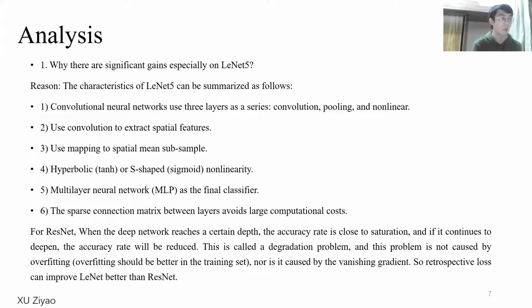For ResNet, when the deep neural network reaches a certain depth, the accuracy rate is close to saturation, and if it is continued to deepen, the accuracy rate will be reduced. This is called the degradation problem. And this problem is not caused by overfitting, nor is it caused by vanishing gradients. So the retrospective loss can be improved, LeNet better than ResNet.